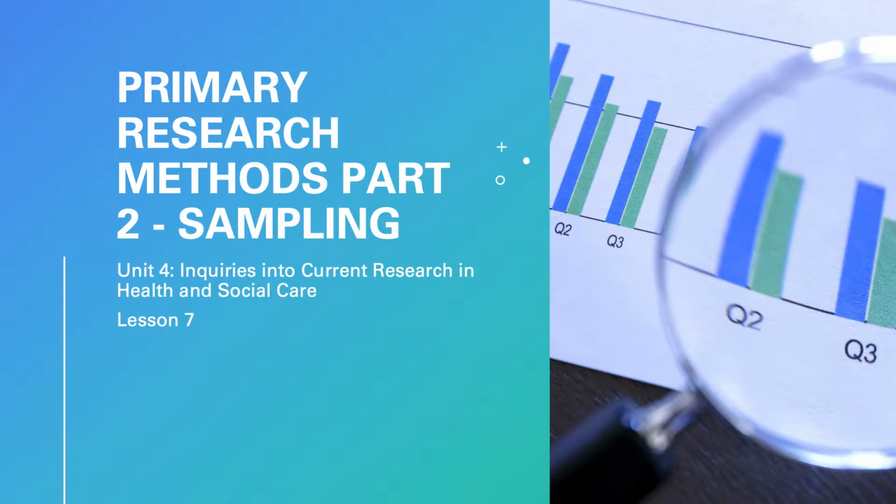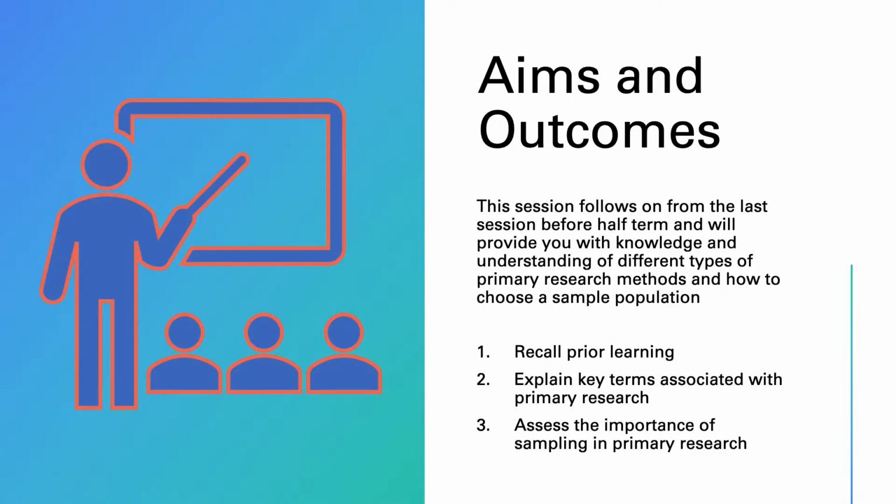So this is our 7th lesson. The aims and outcomes of the session is just to continue with what we were doing before half term and provide you with knowledge and understanding of different types of primary research methods and how you can go about choosing a sample population. Now, some of these terms are going to sound weird to you because I've never mentioned them before, but by the end of this lesson, you will know what I mean by a sample population.